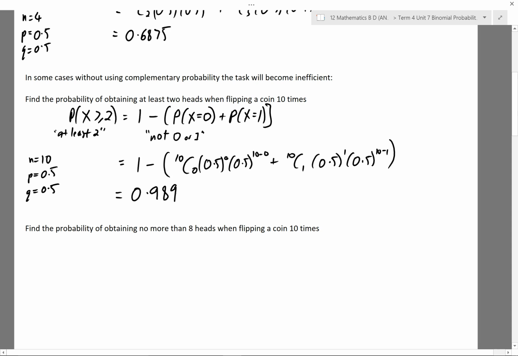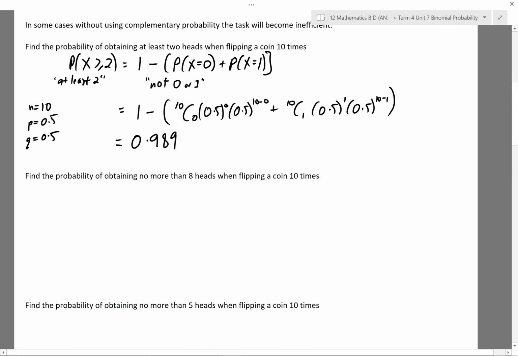Just think, is this realistic? I'm flipping a coin 10 times. What's the probability of getting at least 2 heads, so 2 or more? I'm probably going to get that in pretty much every scenario. It's pretty likely that I'll get at least 2, flipping it 10 times.